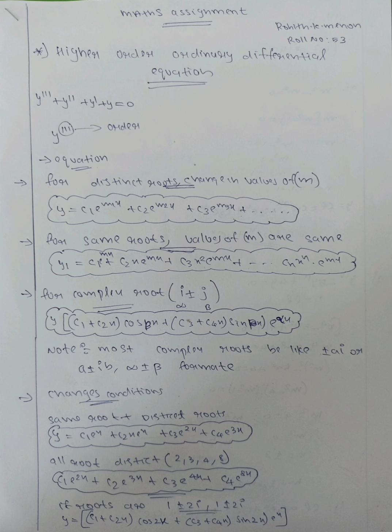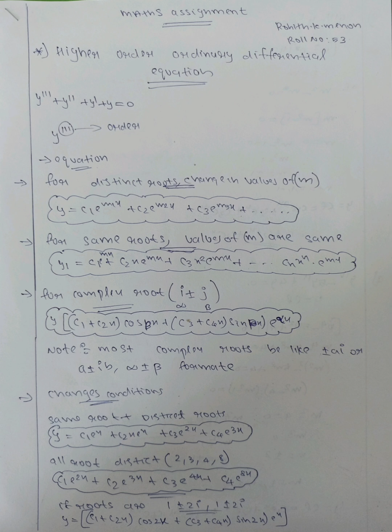Now we can check how the equation changes when the values of m change. For example, if the same roots and distinct roots are both present in the values of m, the equation is y equals c1 e raised to x plus c2 x e raised to x plus c3 e raised to 2x plus c4 e raised to 3x.